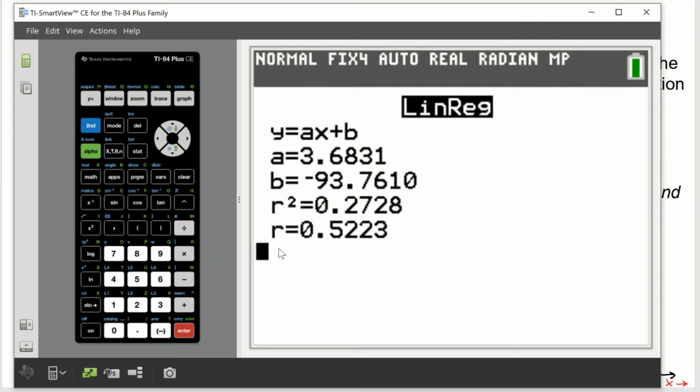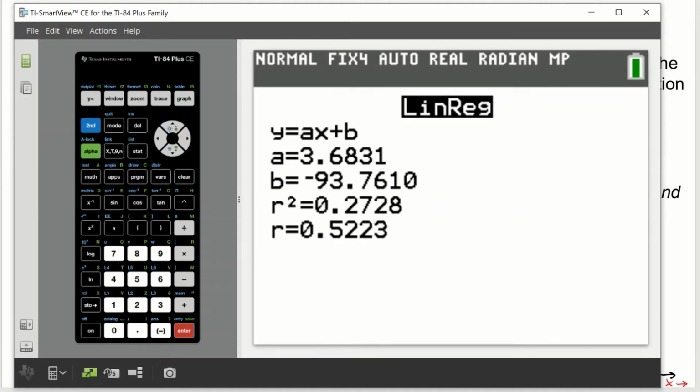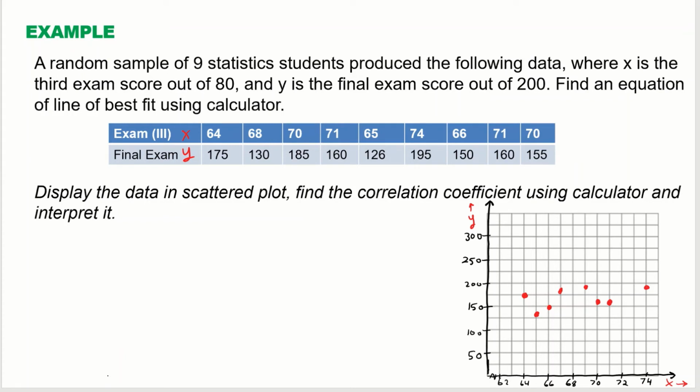So here you can see that your correlation coefficient R is equal to 0.5223. So we are going to record that. From calculator, R is equal to 0.5223. That's your R.